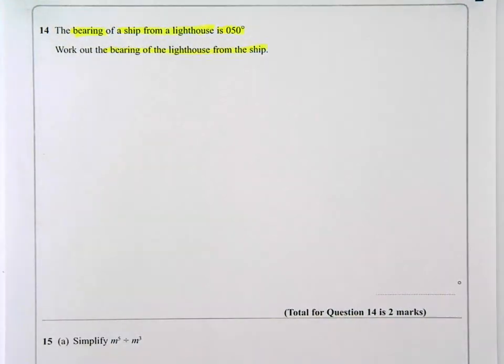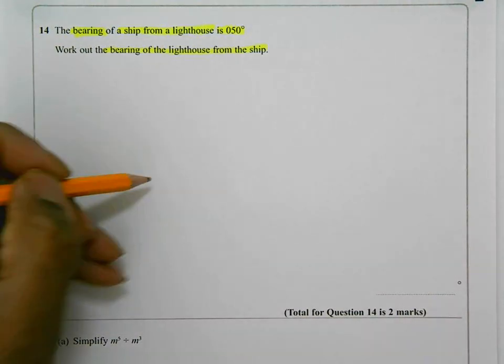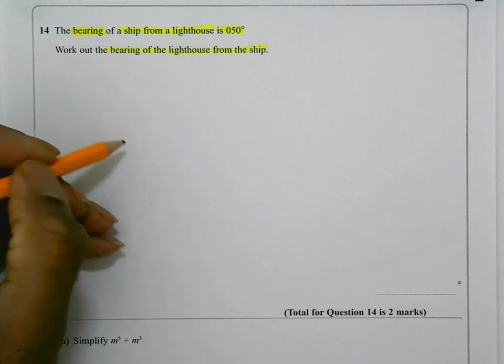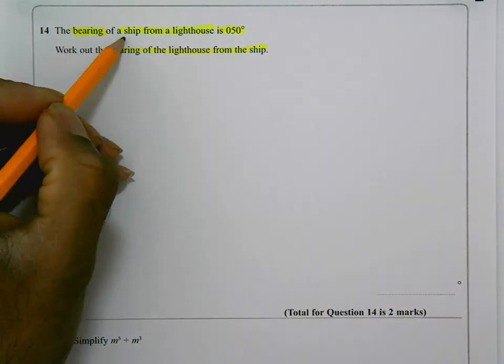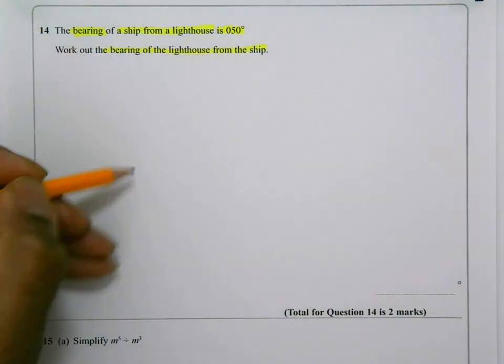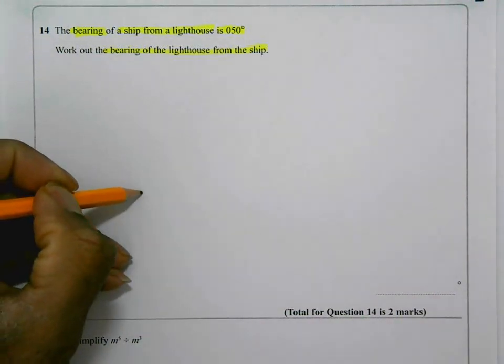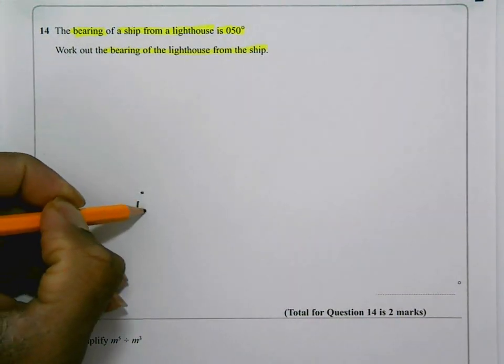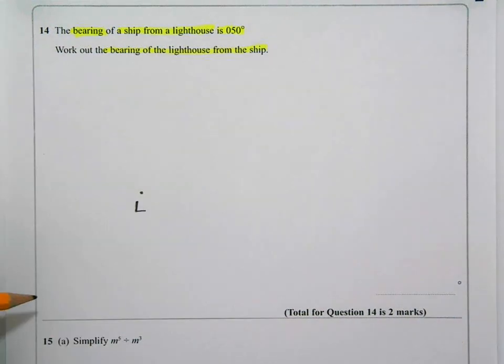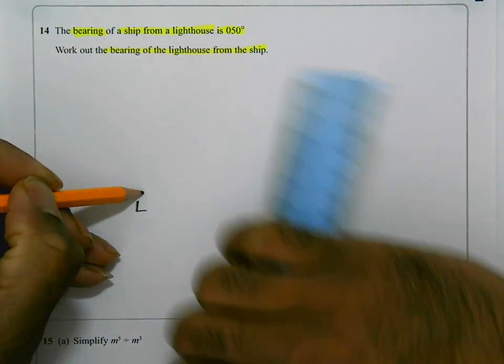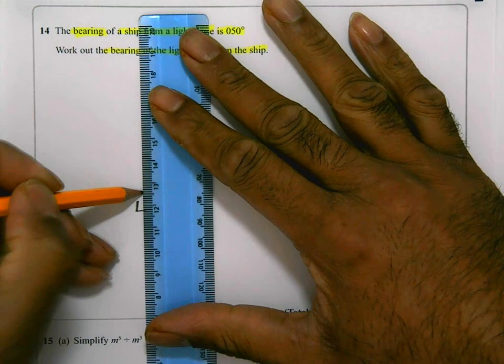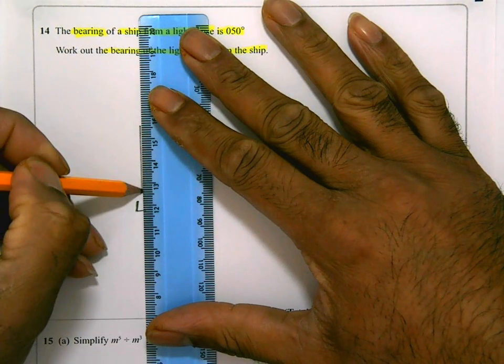I'm going to draw a diagram to help me with this. I'm not going to draw it to scale, I'm not going to measure the angles and stuff, but I'm going to draw a diagram to try to help me with this. So the first part, the bearing of a ship from a lighthouse. Because it's from the lighthouse, we're measuring the angle from the lighthouse. So I'm going to put L for the lighthouse. And remember, bearings are always measured from the north, so I'm going to draw a vertical line that is going to represent the north.